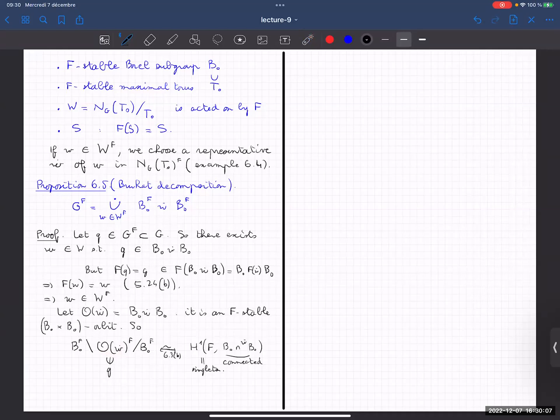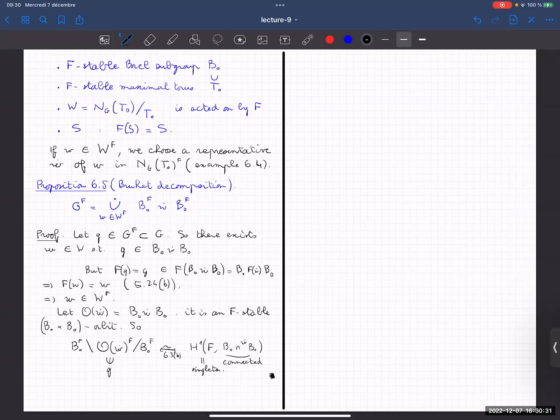Okay. So this concludes the proof of the finite Bruhat decomposition, which can be deduced thanks to Lang's theorem, applied many times to the Bruhat decomposition for the infinite group.